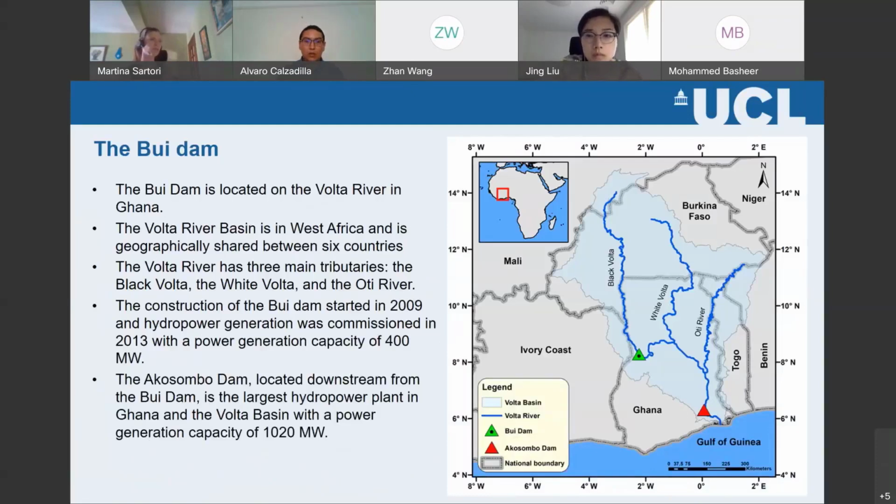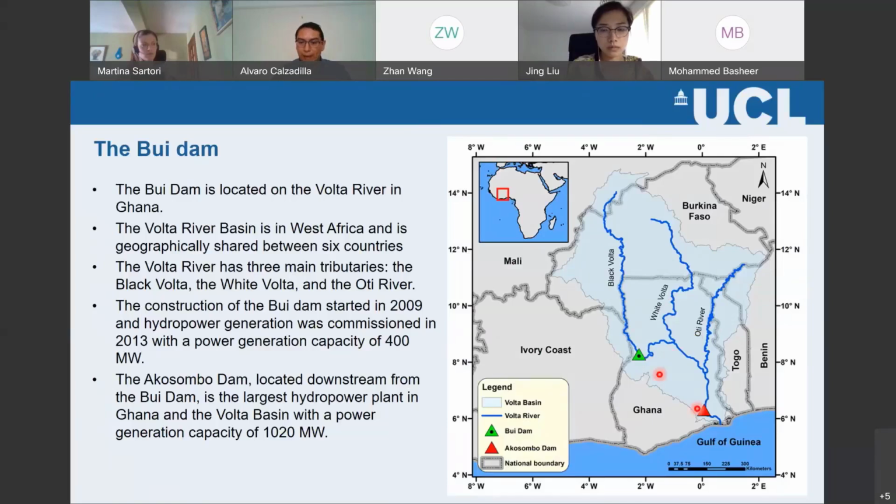As a case study, we are going to use the Bui Dam, and the Bui Dam is located in the Volta River Basin. So here is the Bui Dam, and the Volta River Basin is in West Africa, and it is geographically shared by 6 countries. The Volta River Basin has 3 main tributaries: the Black Volta, the White Volta, and the Oti River. The construction of the Bui Dam started in 2009 and has already been finished. And the hydropower generation was commissioned in 2013, and the power generation capacity is 400 megawatts.